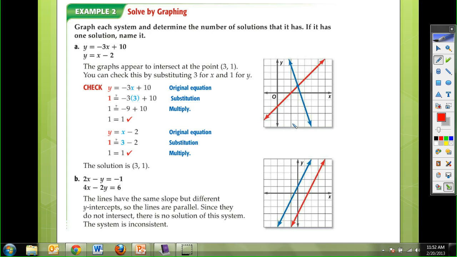When they ask you the solution, it's where it meets. So this is the point it meets right there. So they intersect at, and this is what, 3, 1. There's 1, 2, 3, rise 1. So this point right here is 3, 1. Not 31, 3 and 1. So the solution is 3 and 1.